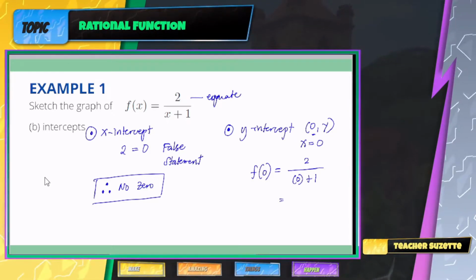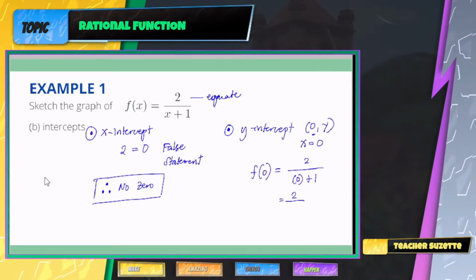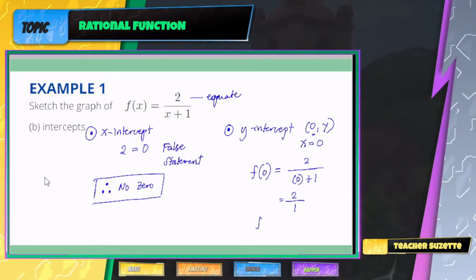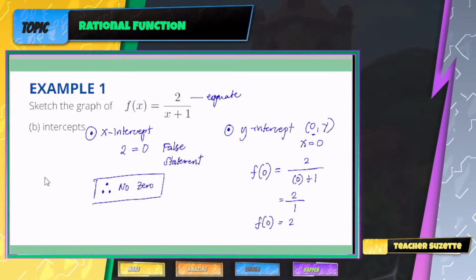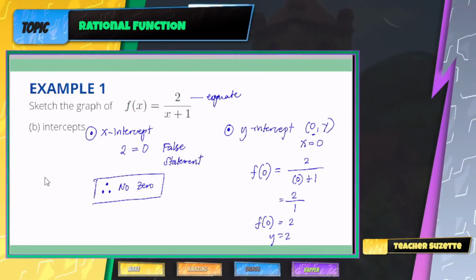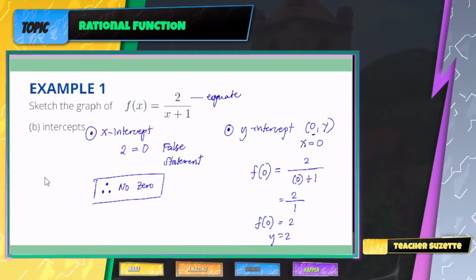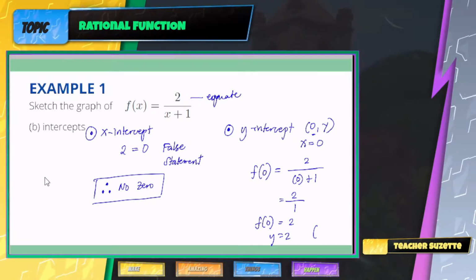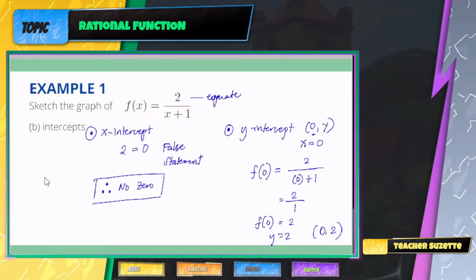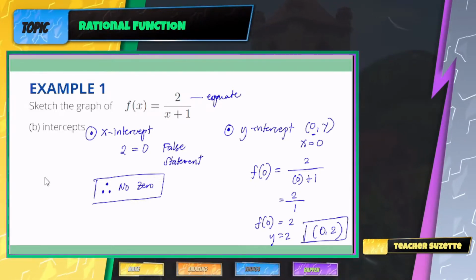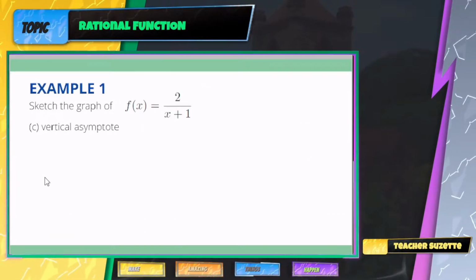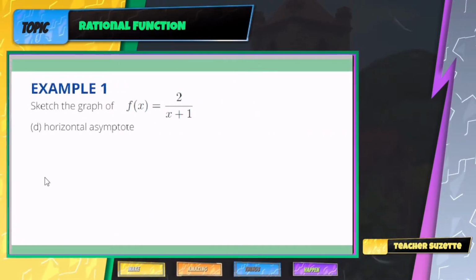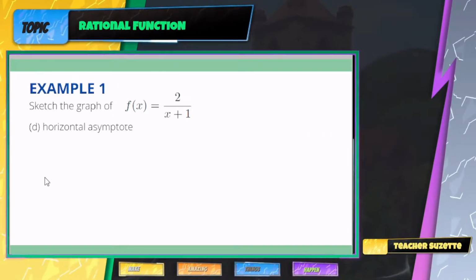So, you will get 2 sa numerator and 1 plus 0 is 1. So, therefore, your f of 0 is equal to 2, which is equal also to y is equal to 2. Therefore, ano magiging y-intercept natin? Our y-intercept is (0, 2). Ayan. So, meron na tayong domain, vertical asymptote, meron na tayong x and y intercept. Now, ito vertical asymptote na mention na natin kanina. So, let's skip that and let's proceed with our horizontal asymptote.